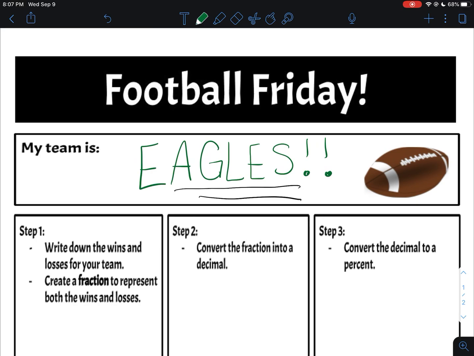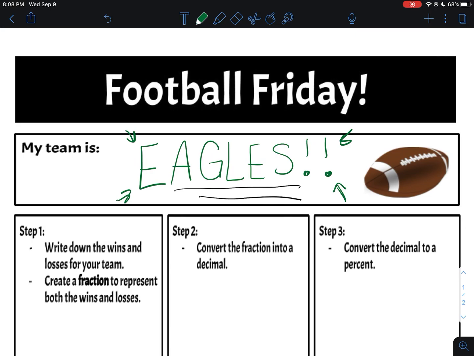Okay, so you should have your Football Friday sheet in front of you. You don't have a team yet just because your draft is coming up, but I chose the Eagles, so I put the Eagles in here. I wish I could draft the Eagles, but I don't actually do it. I'll let someone else have the Eagles.